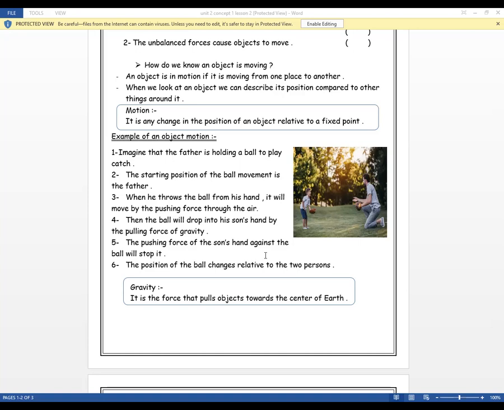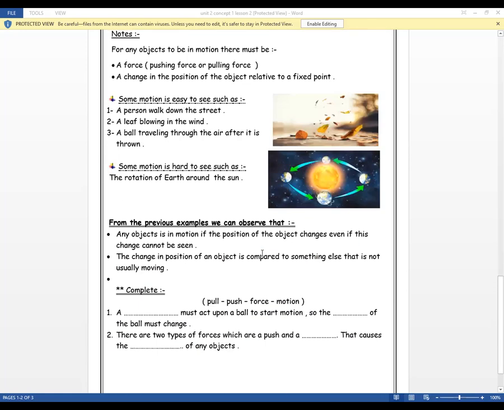What is the meaning of gravity? It's the force that pulls objects towards the center of the earth. So anything will fall down, not go up. It will go down due to gravity. What is the meaning of gravity? It's the force that pulls objects towards the center of the earth.